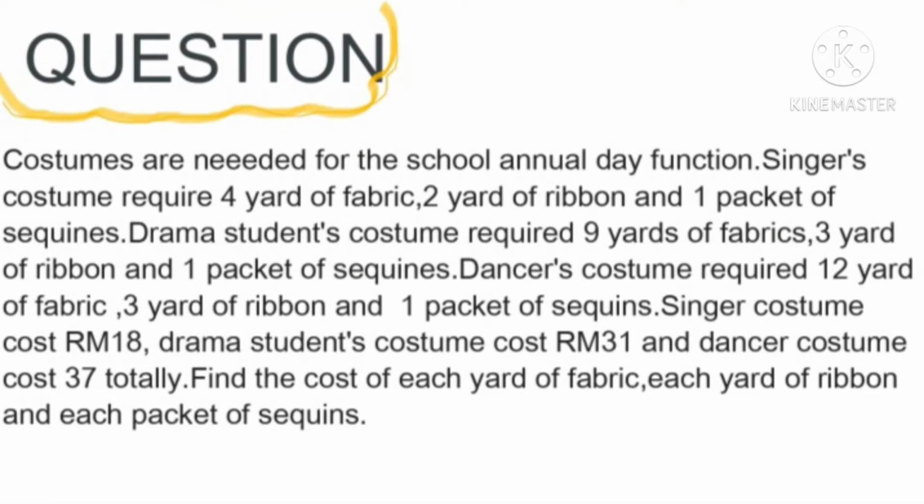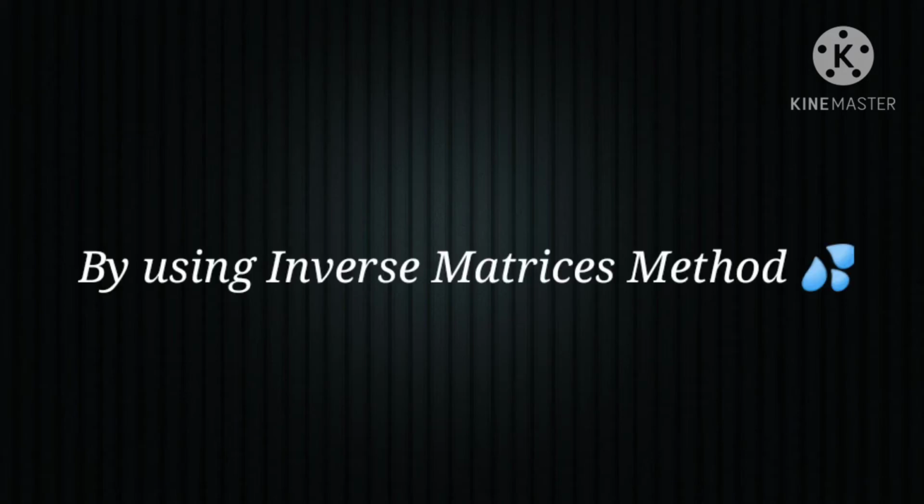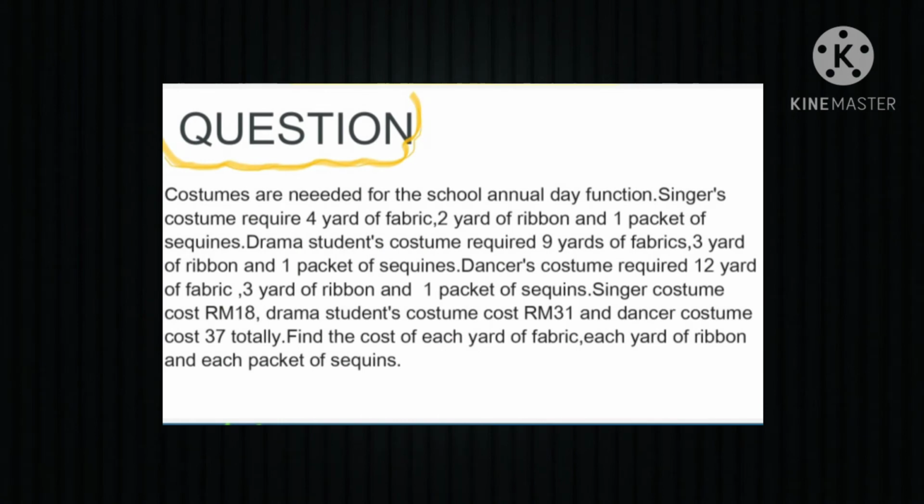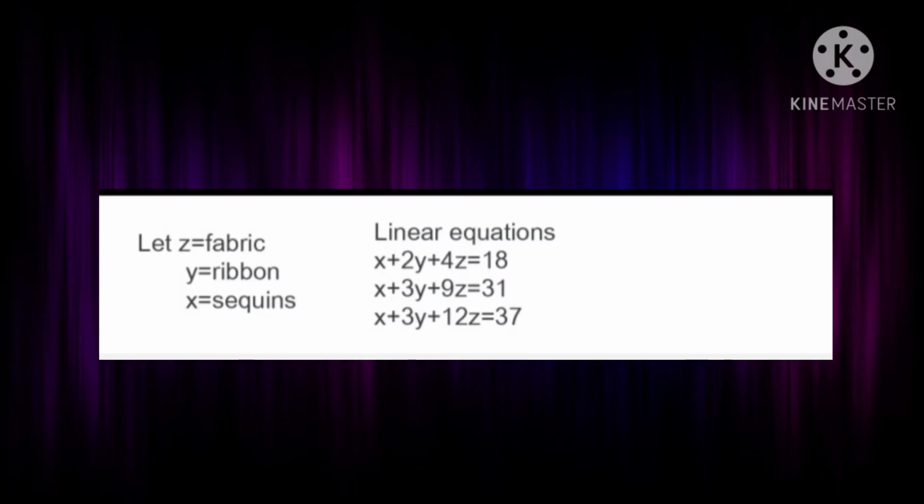Okay, Sharon, can you show me how to solve this question? Let me show you how to solve this question. To solve this question, we will be using the matrices method, which is the inverse matrix. To solve this question using the inverse matrix method, we have to transfer the data into a system of linear equations. Hence, let z be the cost of fabric, y the cost of ribbon, and x the cost of sequins.